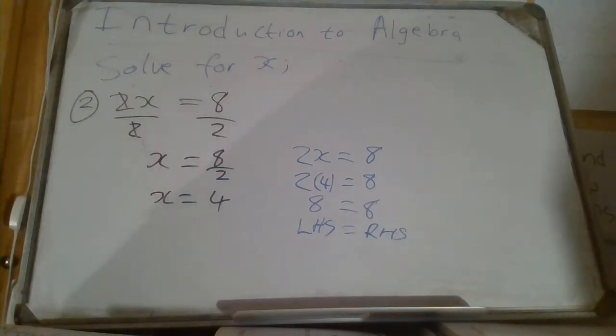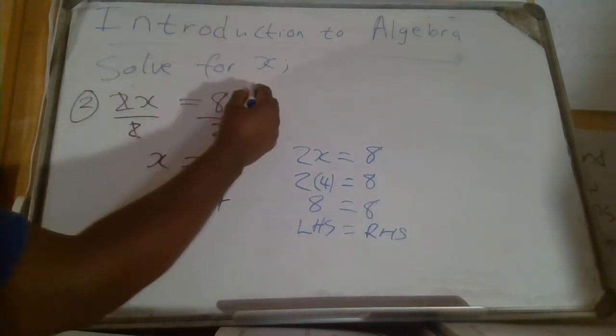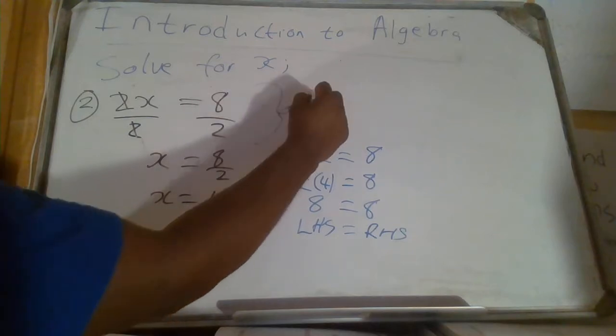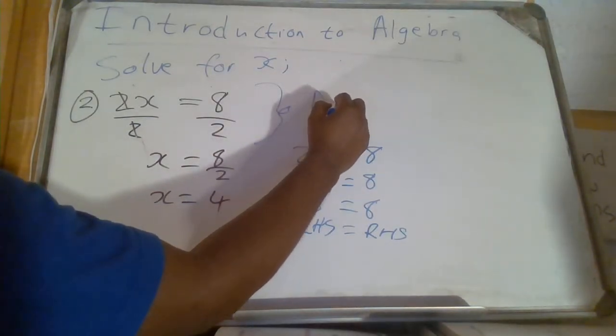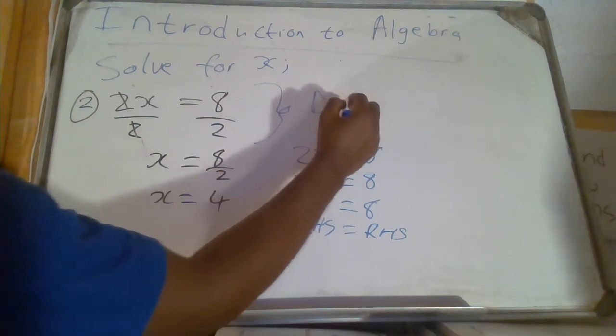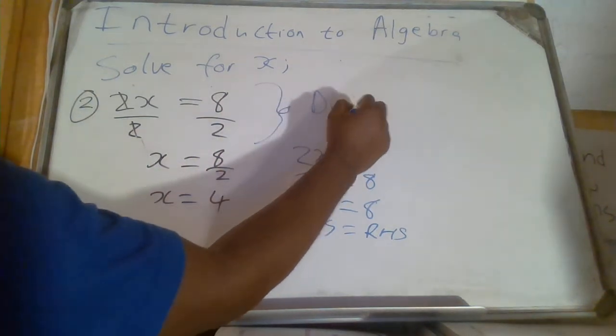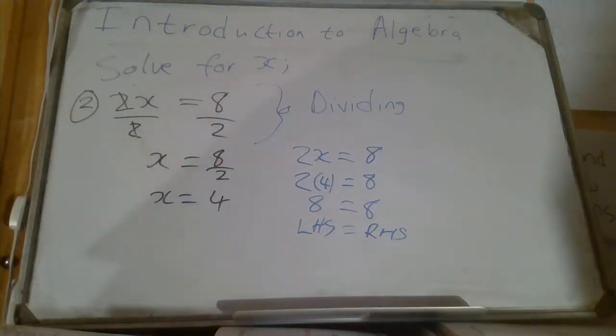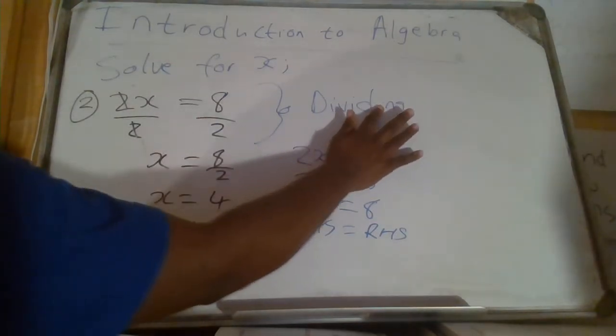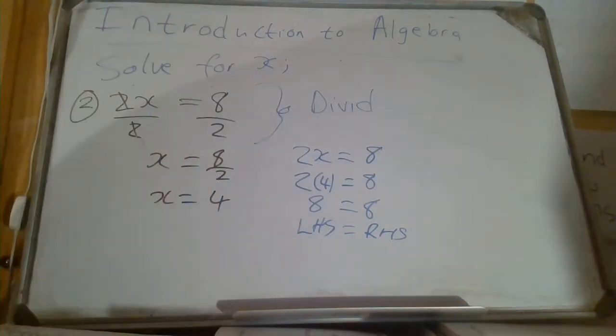Now, what is the method that we used here? We used the method of division. So we transpose, and then we divide. Just divide, just to be consistent with what we wrote. Divide. So we divide here.